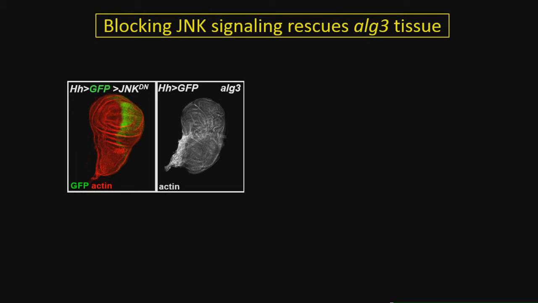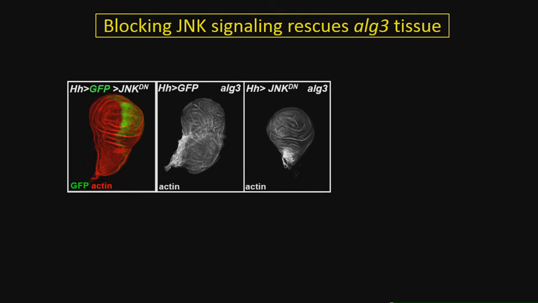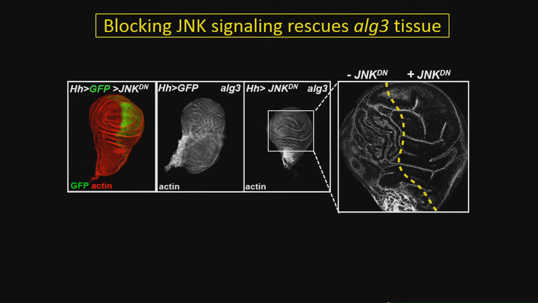So to answer that question, we took a system where we drove any construct of interest in these tumors with hedgehog-GFP. And then, for instance, here we use JNK dominant negative to block JNK signaling in these tumors. If you just express this construct, JNK dominant negative, in a wild-type disc, you don't affect the disc in any way. But if you do this in one of these Alg3 tumors, you can see that the growth defect or the overgrowth of the tumors is reduced by a lot. But also, if you zoom in on these tumors, you can see that the actual structure reverts more towards wild-type when you're blocking JNK just on that side of the tumor.